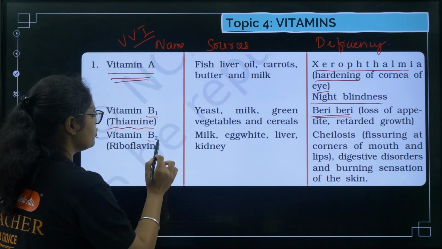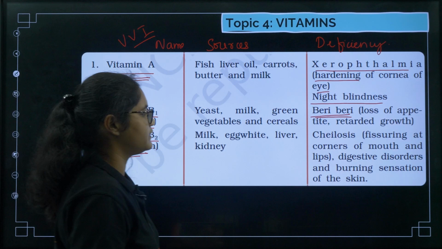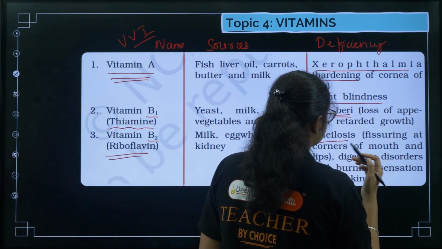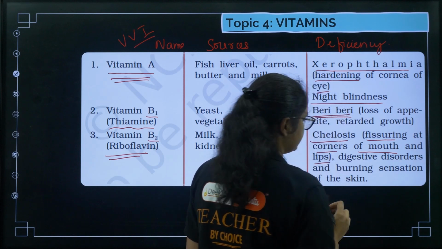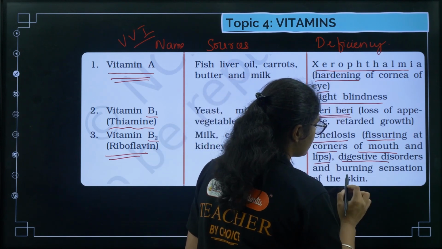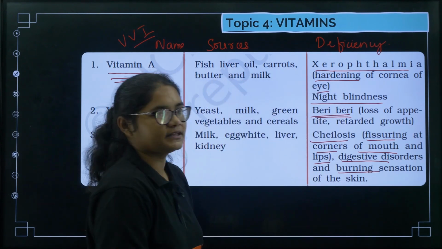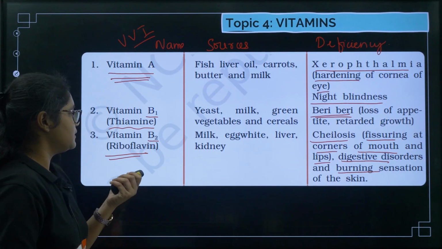Then vitamin B2, riboflavin, and here we get cheilosis, or what is the meaning of that? Fissuring at the corner of mouth and lips. Okay, then you can also have digestive disorders, burning sensation of the skin. Okay, so that is vitamin B2.